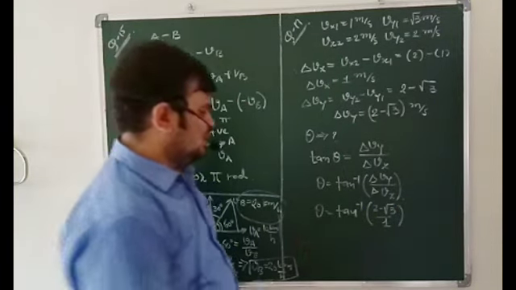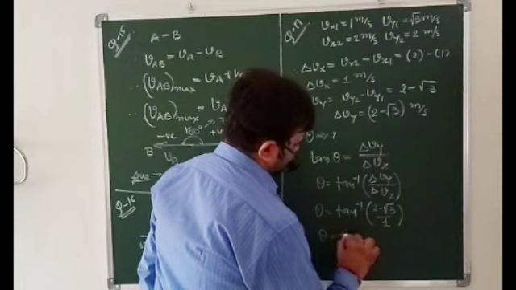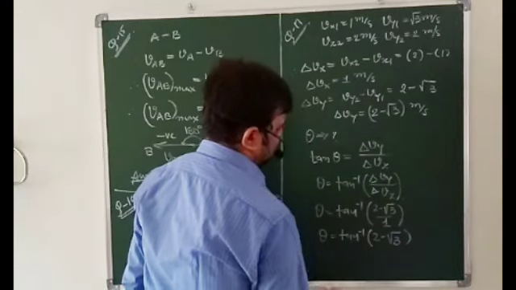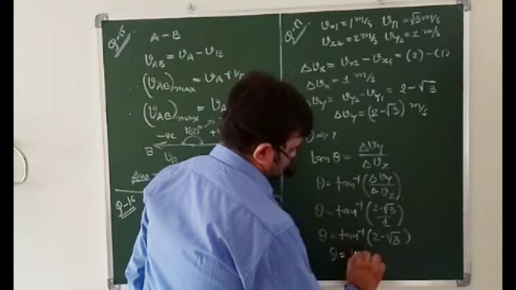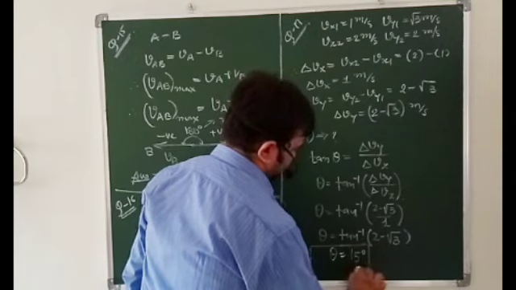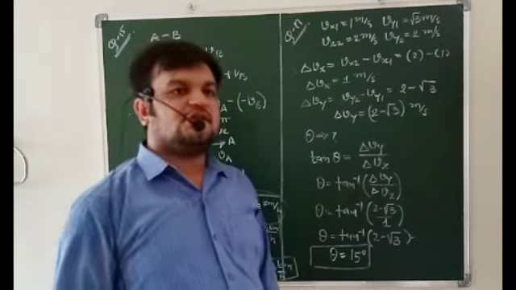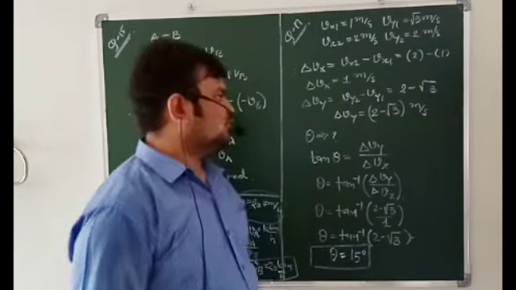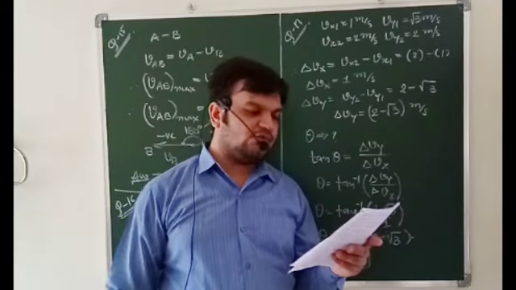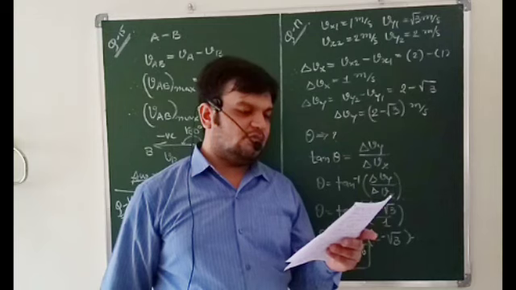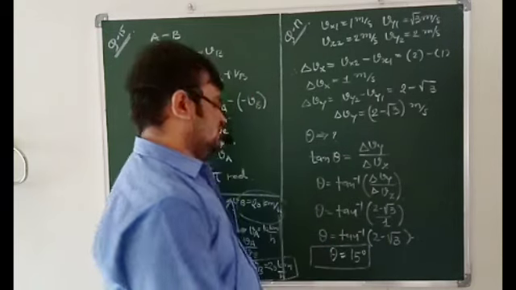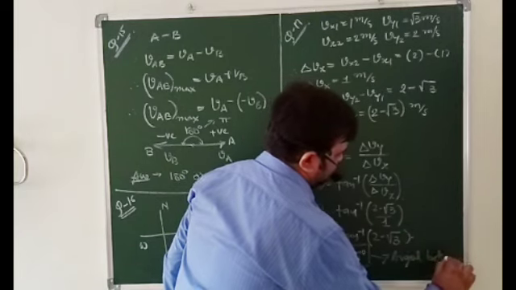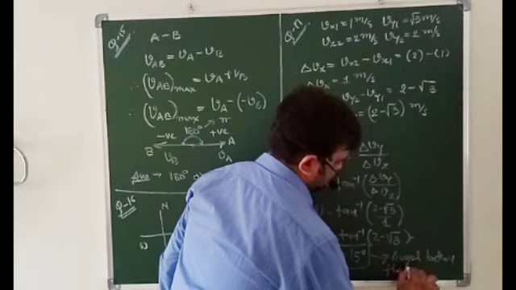So from the logarithmic table, tan inverse of 2 minus root 3, that is 15 degree. That is from the logarithmic table. So here ultimately we have to find out, if both the balls start moving from the same point, the angle between their path.